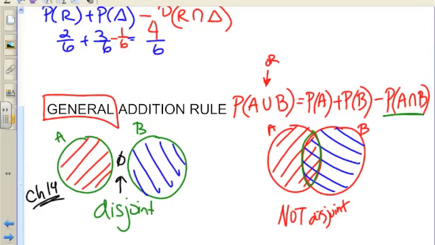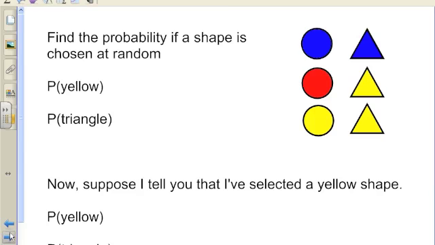Now we're getting a little bit more complicated, and we have to remember to subtract the overlap. So that's what's happening. All right, let's move on to one more big idea. And I'm not going to tell you what this big idea is. We're just going to start.